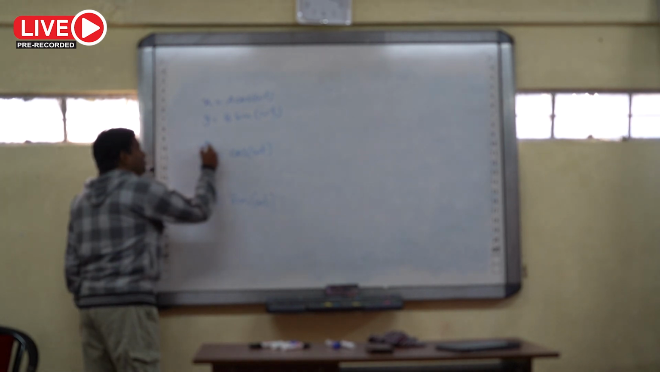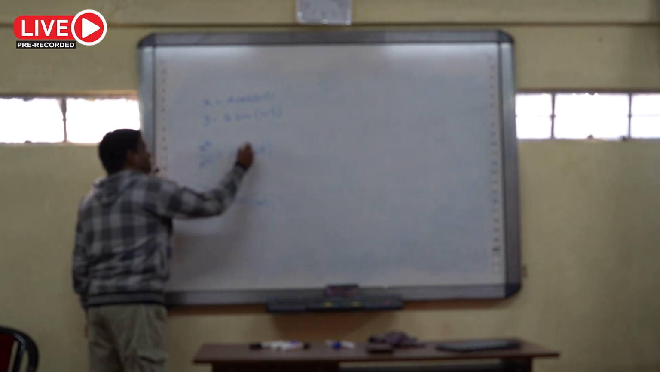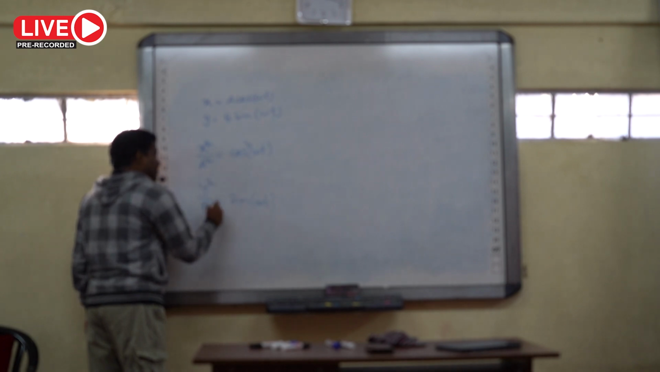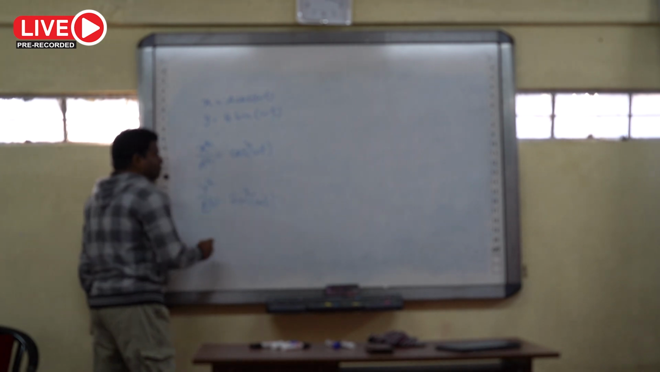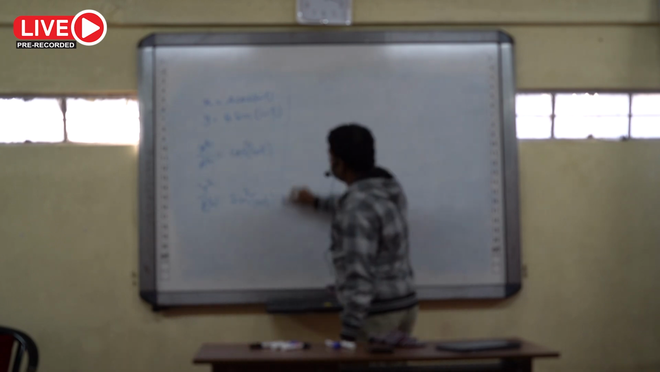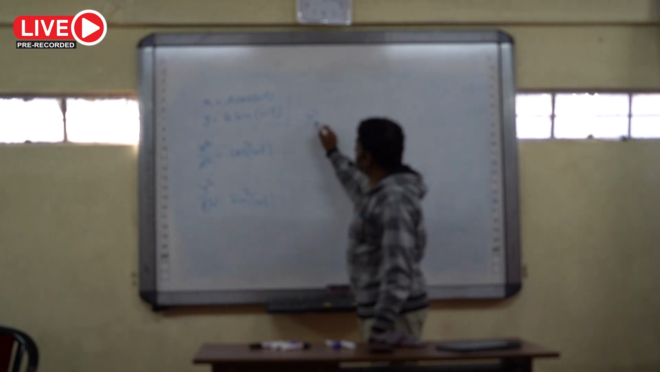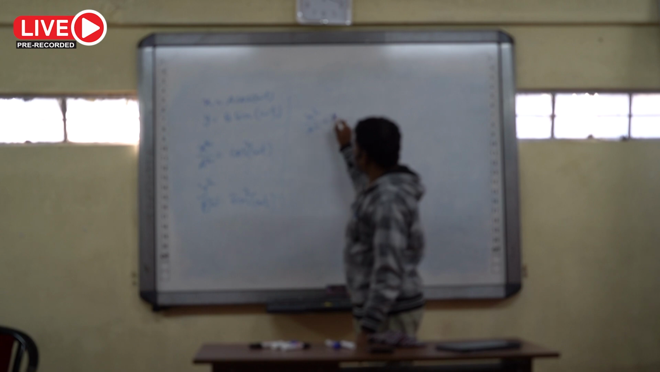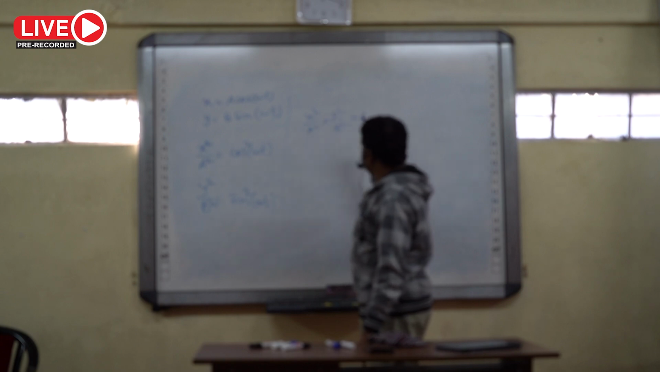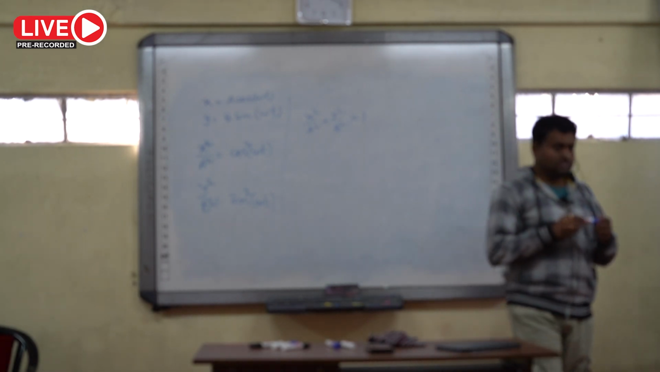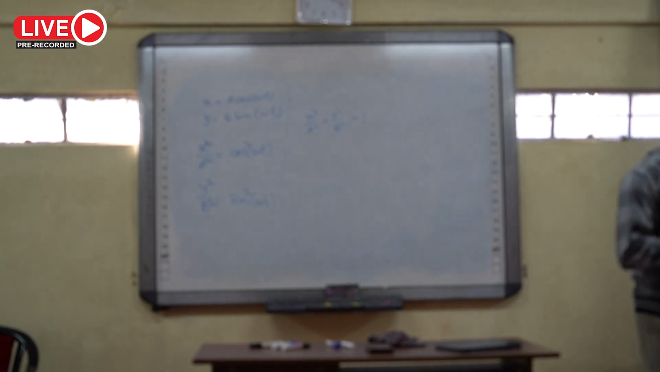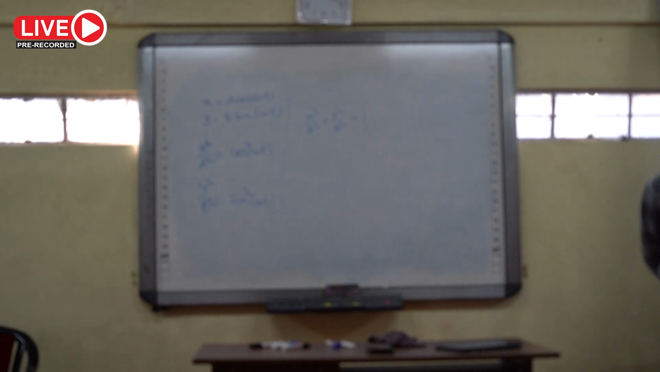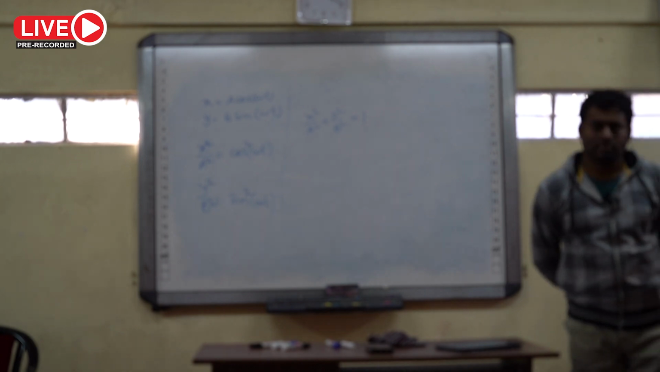Just simply square both sides of both the equations and add them. You will get your answer: x square by a square plus y square by b square equal to 1. That is the equation of an ellipse. So the particle will move in an elliptical path. If a and b are equal, then it will move in a circular path.